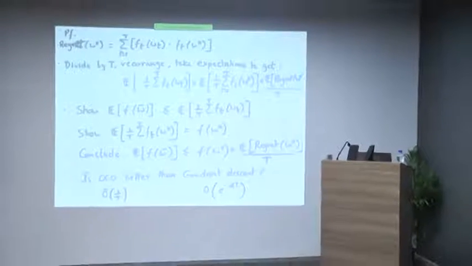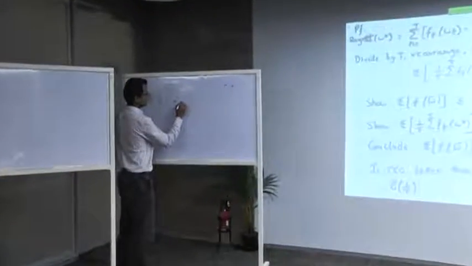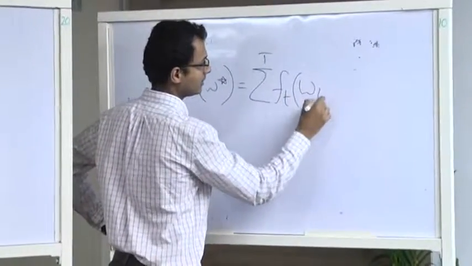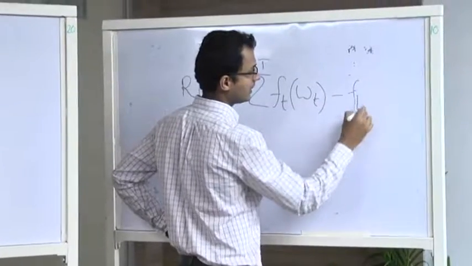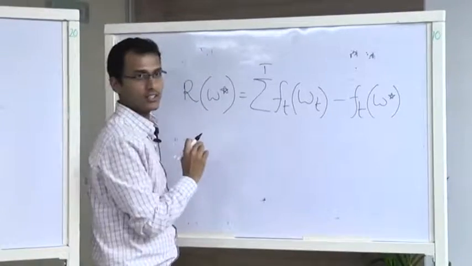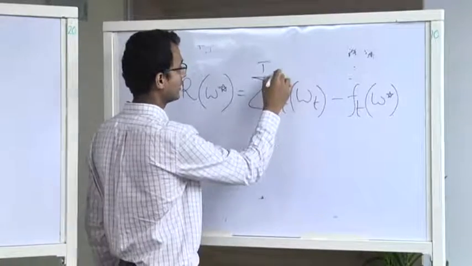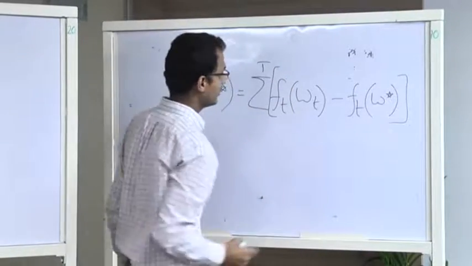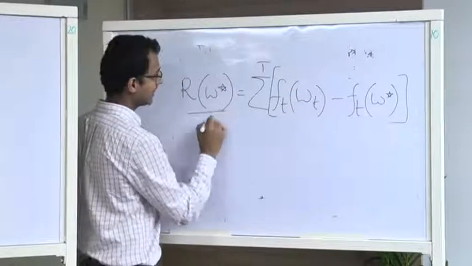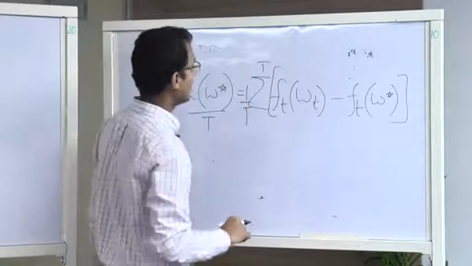Basically, the regret at W star is equal to the sum over T rounds of f_t of W_t minus f_t at that particular expert. This is the regret of my learner. I'm hiding the dependence on the learner, but this regret is a quantity that depends on the learner. So this is what the first statement is. I just divided by T, and rearranged.